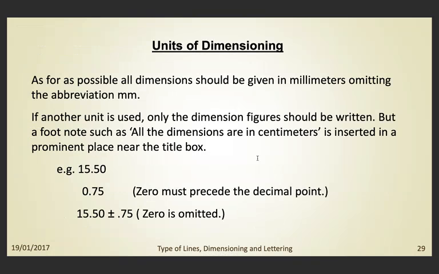The units of dimensioning: as far as possible, all dimensions should be given in millimeters, omitting the abbreviation mm. If another unit is used, only the dimension figures should be written, but a footnote such as "all the dimensions are in centimeters" is inserted in a prominent place near the title box at the bottom of the drawing.